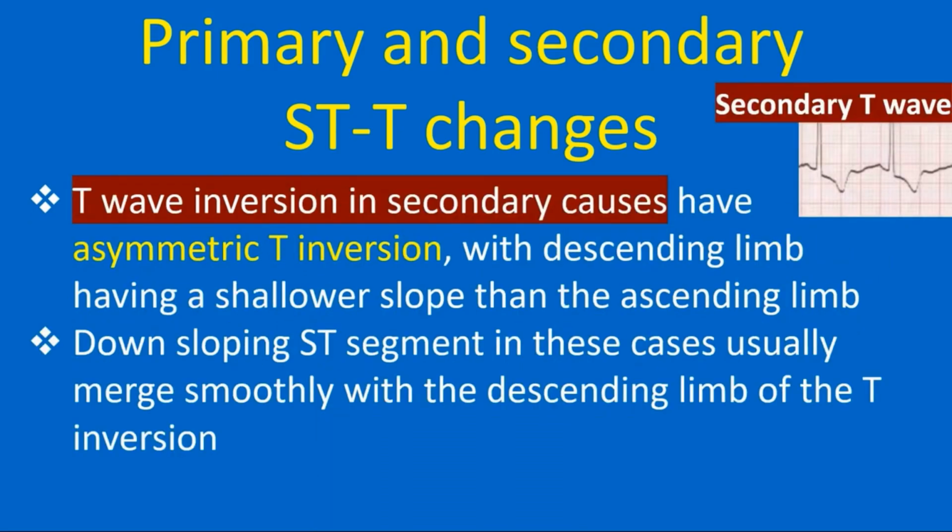T wave inversion in secondary causes is asymmetric, with the descending limb having a shallower slope than the ascending limb. Downsloping ST segment in these cases usually merges smoothly with the descending limb of the T wave inversion.